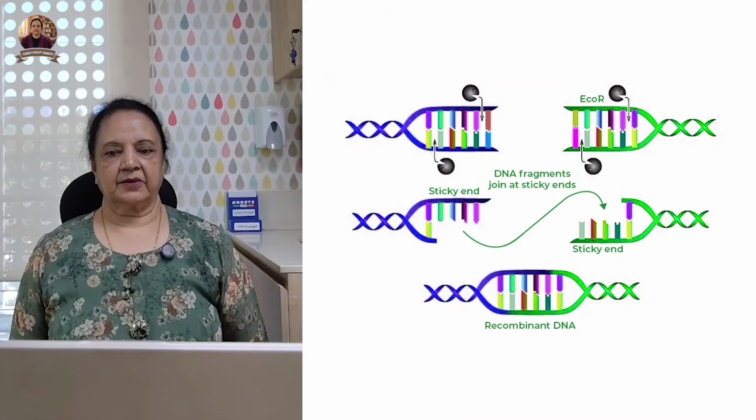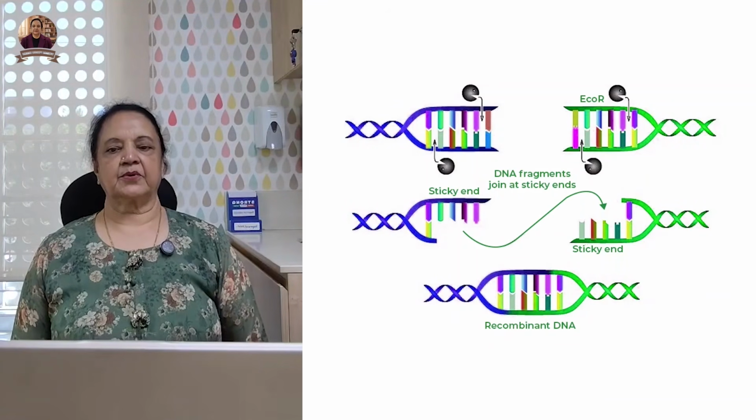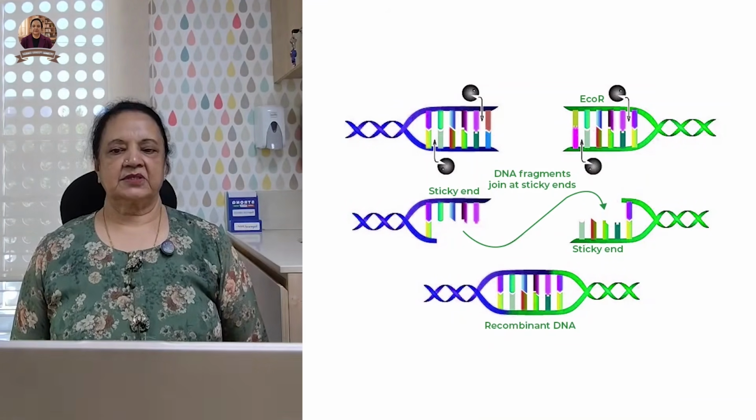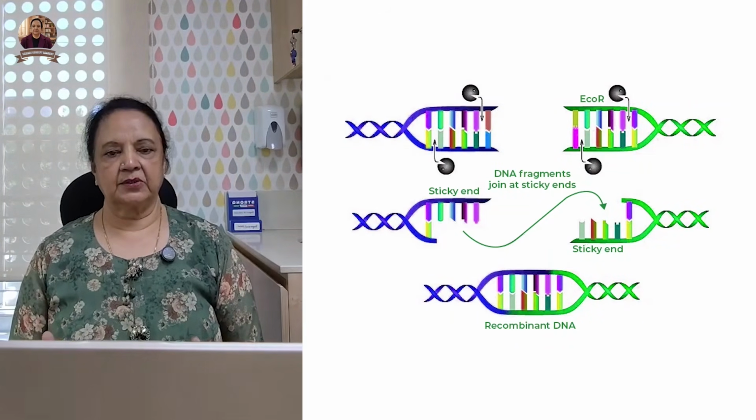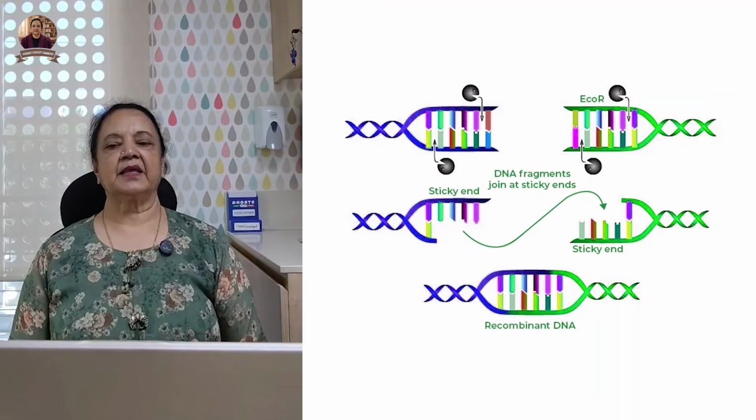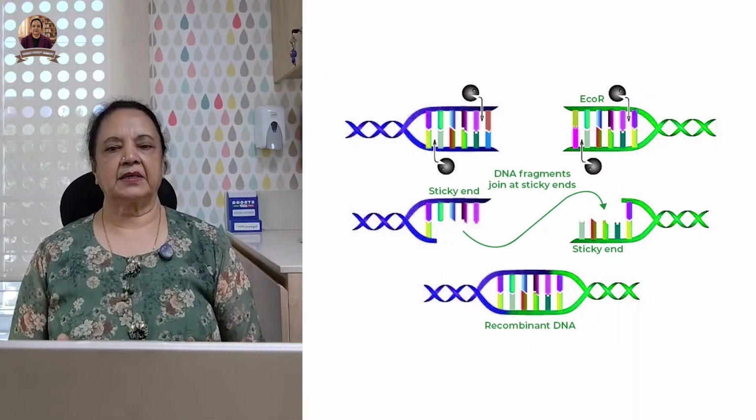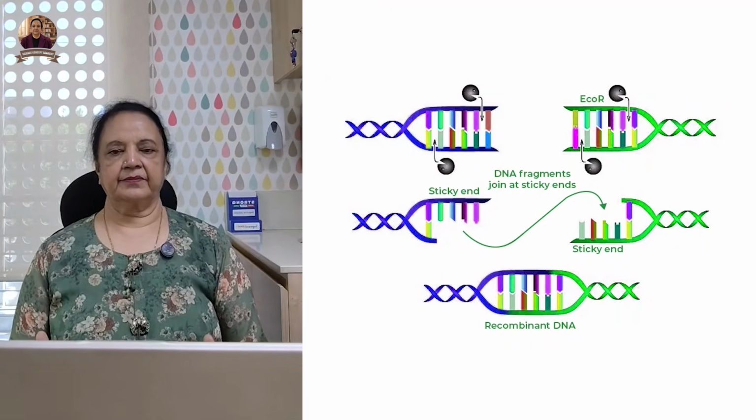Chapter 9: Biotechnology, Principles and Processes. Question 1. What are restriction enzymes? Why are they called molecular scissors? Explain their role in recombinant DNA technology.